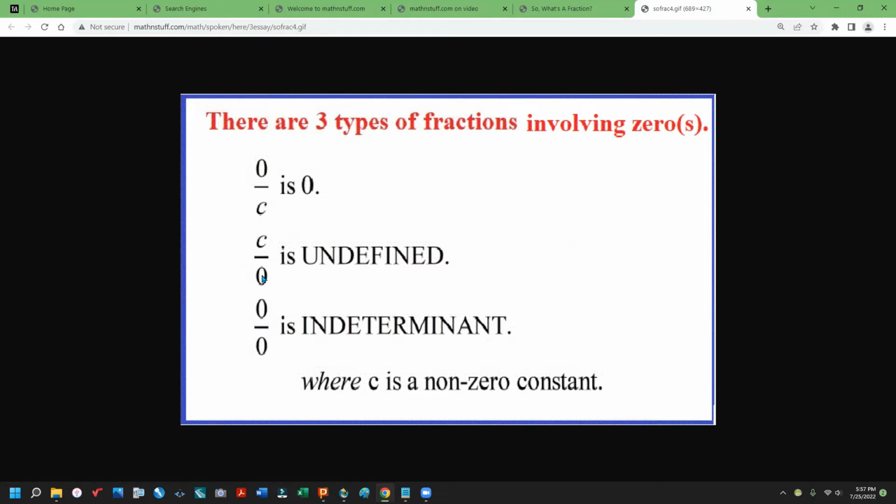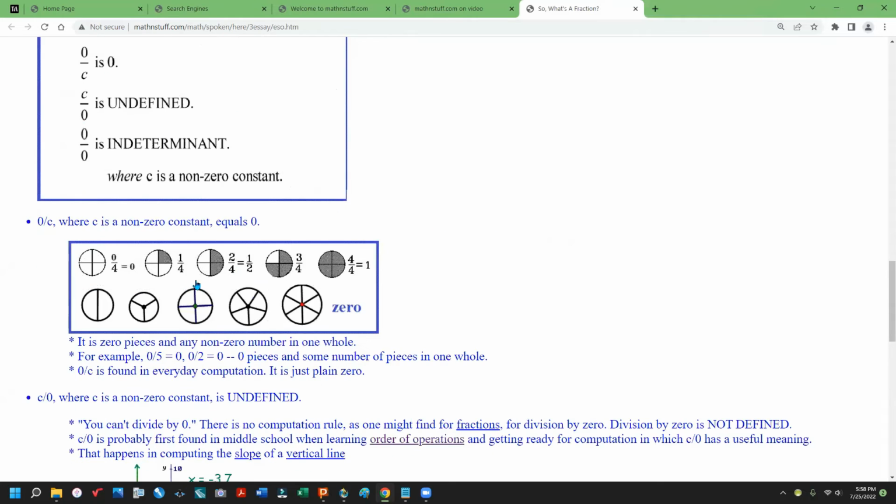How can you do that? Another case, and this is where Calc 1 students need to learn a little more arithmetic than you've had before, where you have a fraction that's 0 divided by 0. That's called indeterminate. 0 over some number is 0. Some number over 0, you can't divide by 0, it's undefined. 0 over 0 is indeterminate. New word.